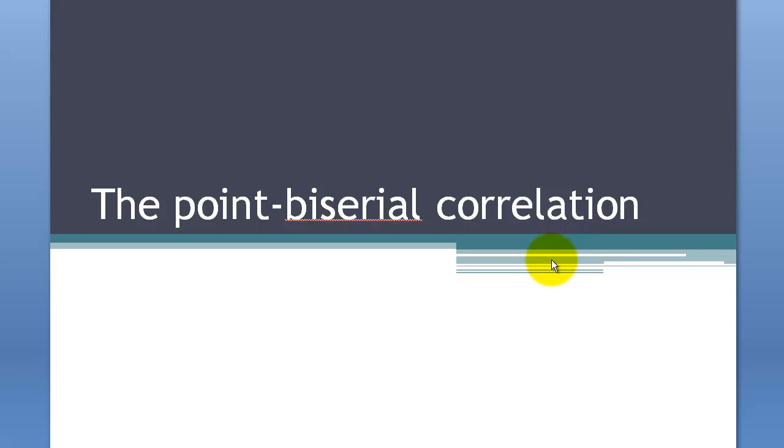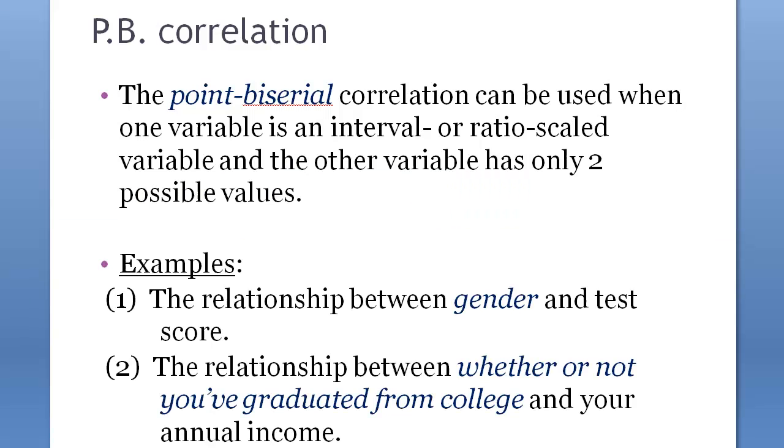The point biserial correlation. What that is: one of the variables is regular, interval, or ratio scaled, but the other variable has only two possible values, like gender, female, male, or something like that. And how are you going to do it?